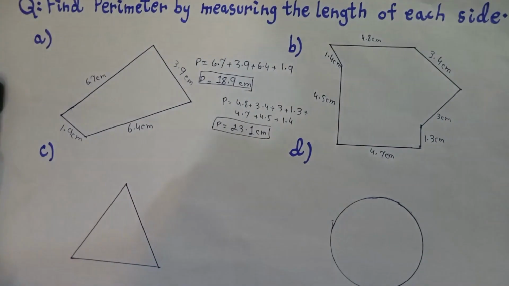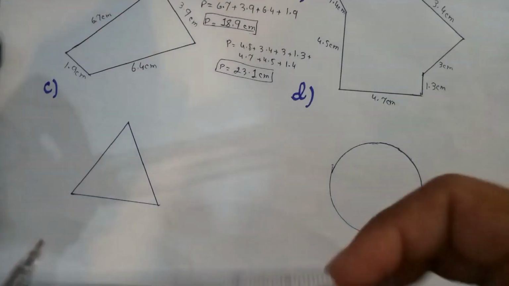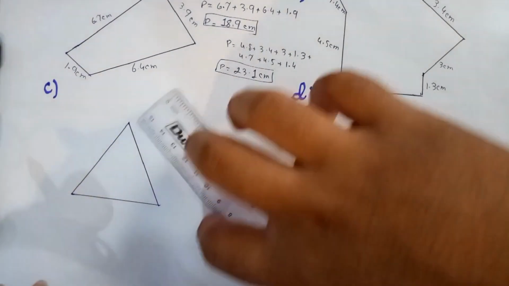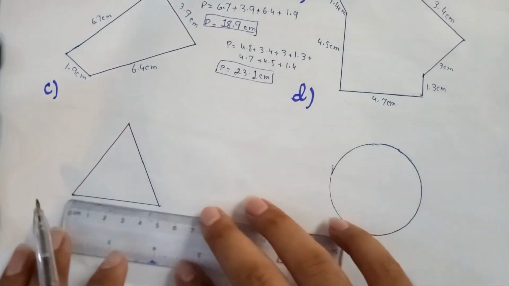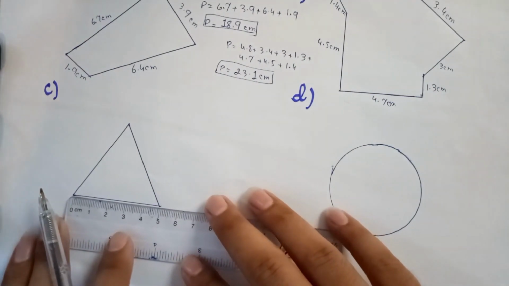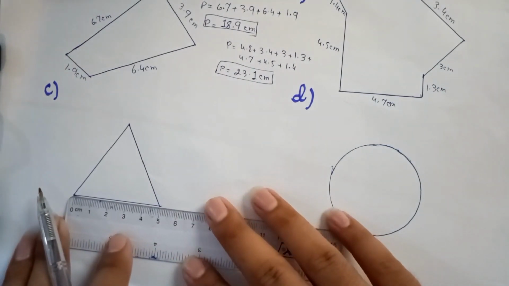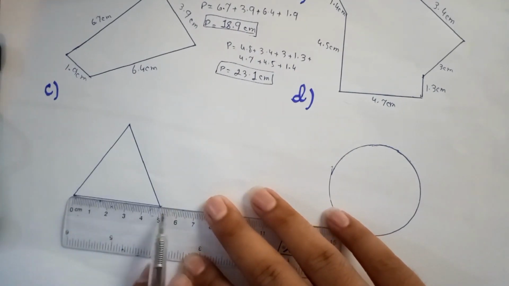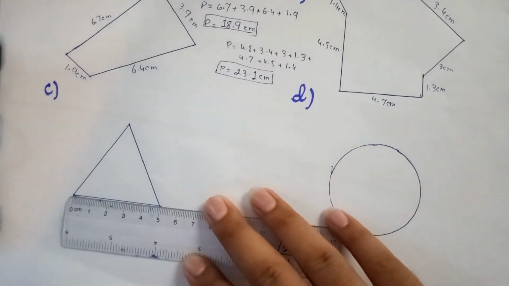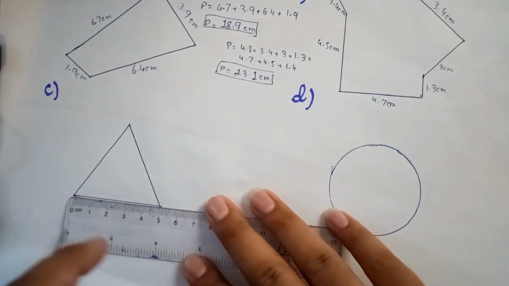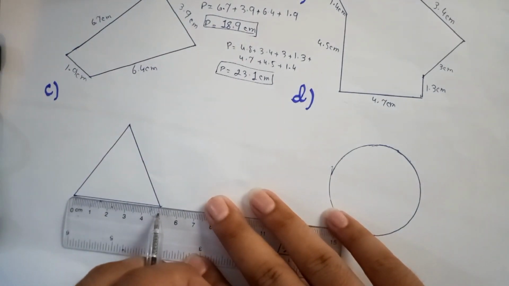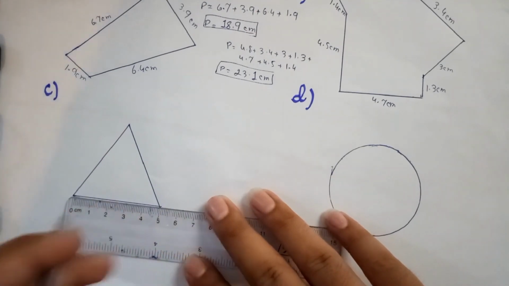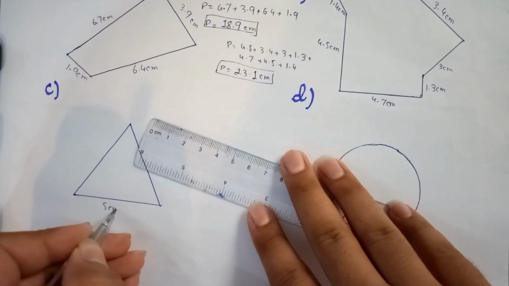Okay, so here we have these two. Now let's come to this part. So this is a triangle, so we have to do the same thing, that here we have to measure all the sides. Okay, this one, you can see this is exactly equal to 5 centimeters. You can see 0 here and 5 at this. Clear? So it is equal to 5 centimeters.